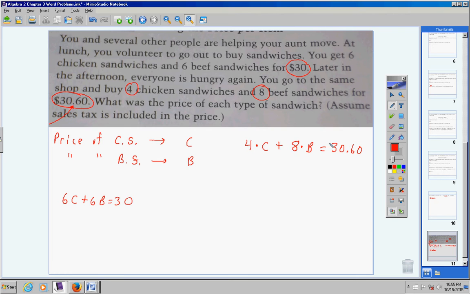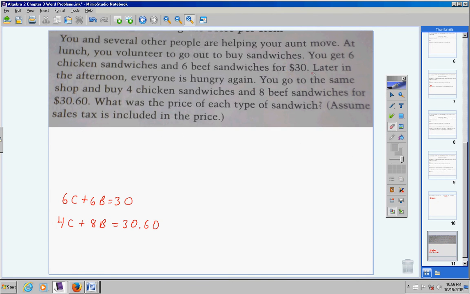$30.60. Now I'm going to simplify this a little bit. 4 times C is 4C, 8 times B is 8B, and it equals $30.60. So there's my second equation. I have 2 unknowns, so I need 2 equations. There they are. Now let's solve this. I'm going to get rid of all of this. We don't need any of that anymore. And here we go.